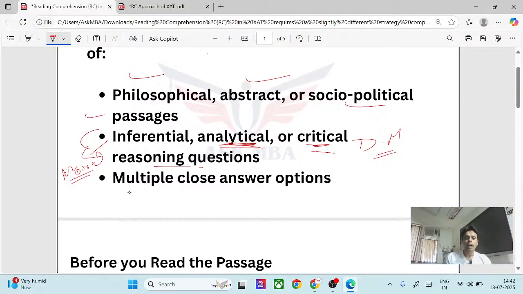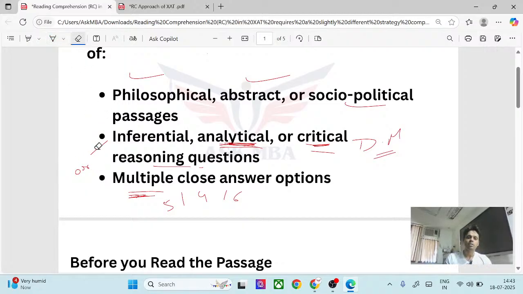Do not worry. And multiple close answer options. What do you mean by multiple close answer options? That means maybe let's say 4 or 5 or 6 options are given and you will be confused in 2 or 3 options. So this is the challenge a student gets. XAT examination में इस टाइप के क्वेश्चंस होते हैं, बट लेट मी टेल यू दे आर नॉट डिफिकल्ट इफ यू नो हाउ टू डू इट.